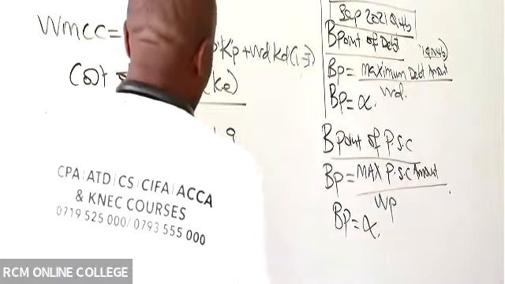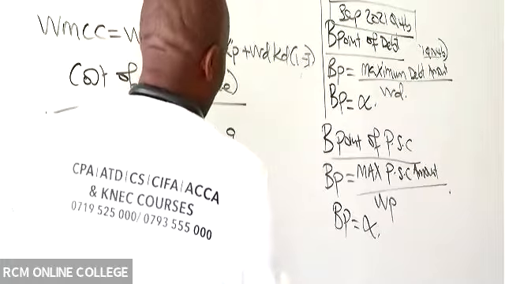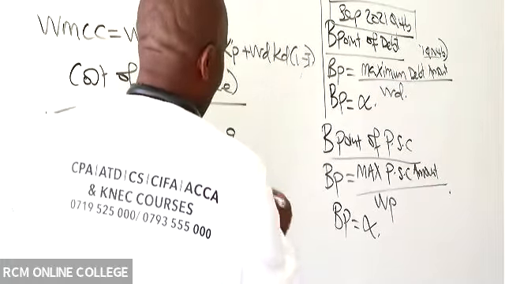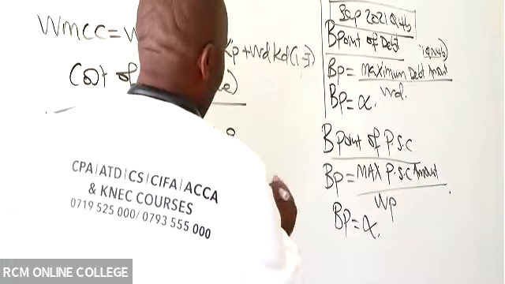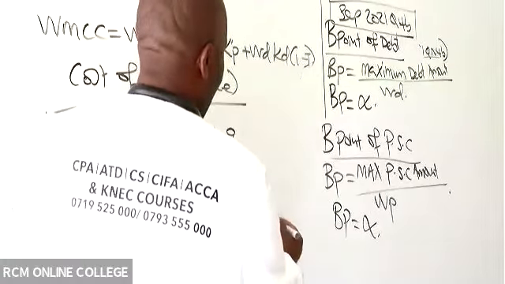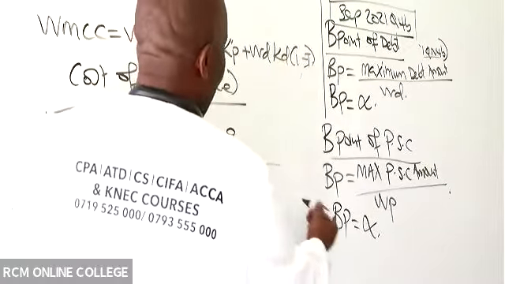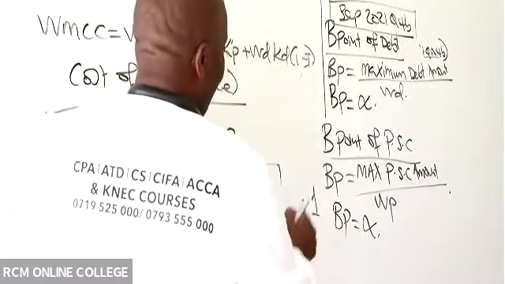The first method is where we say growth rate equals current DPS over oldest DPS, and then you take the nth root, and then you say minus 1, like that.